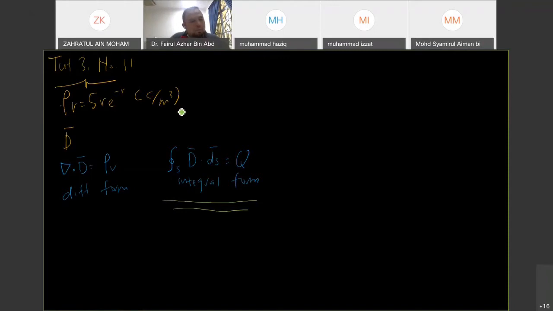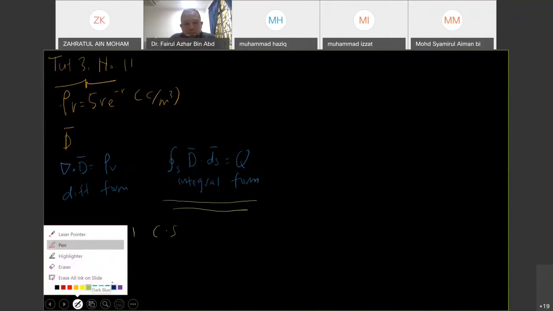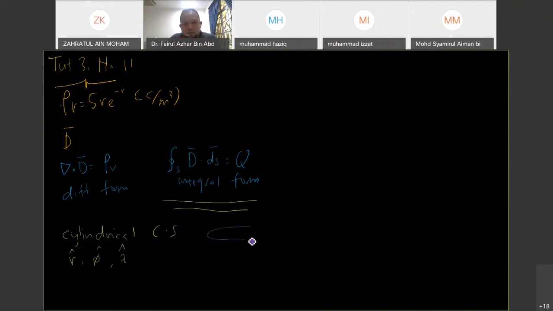Basically, the question gives us the charge density in the cylindrical coordinate system. So we need to apply the cylindrical coordinate system. In a cylindrical coordinate system, we will have the components of r cap, phi cap, and z cap. So the shape for the cylindrical is something like this. So this is the shape for the cylinder.